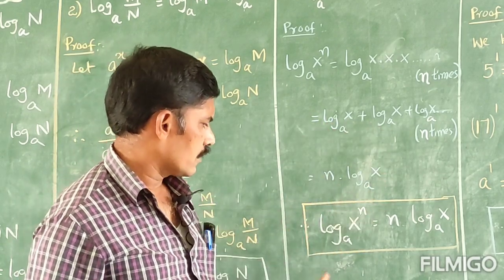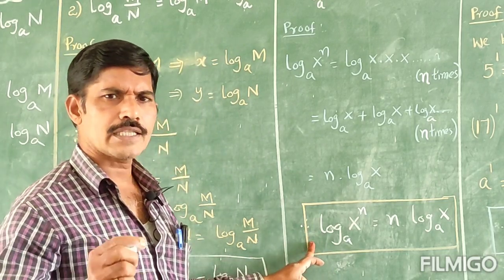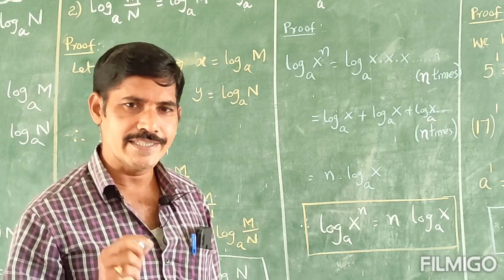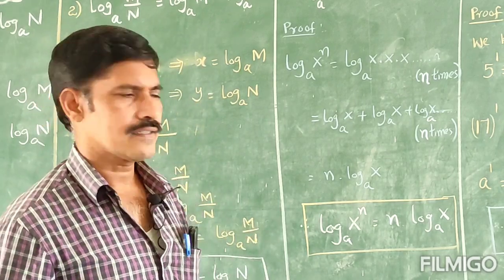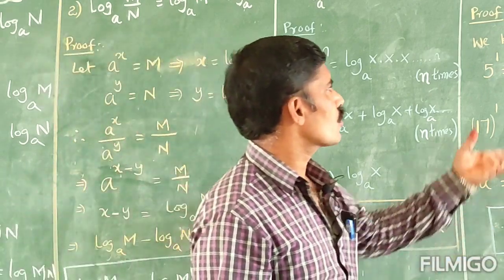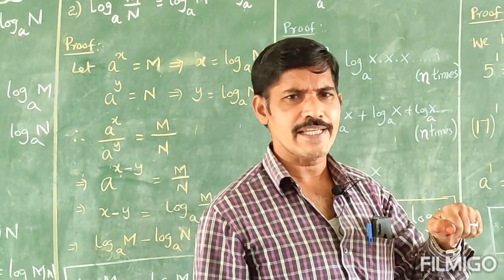to the base a. The third law, or third property, is: logarithm of x to the power of n to the base a is equal to n into logarithm of x to the base a. This is the third one. Come to the fourth one. Very simple one. Logarithm of a to the base a is equal to 1.